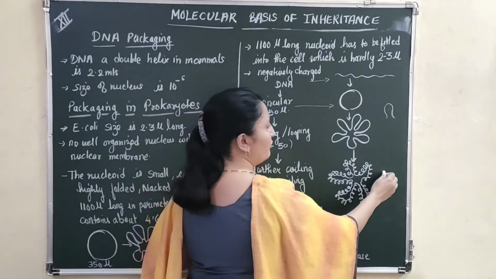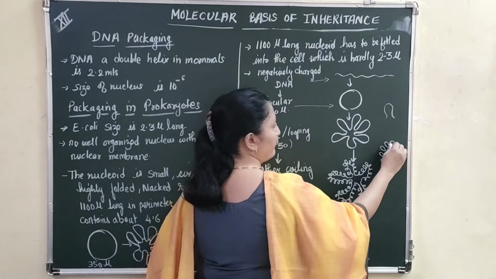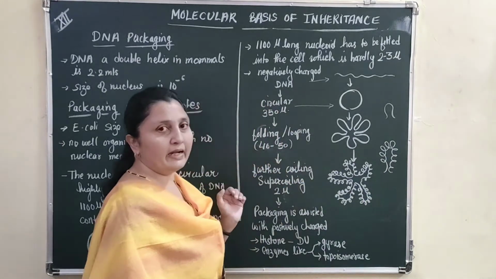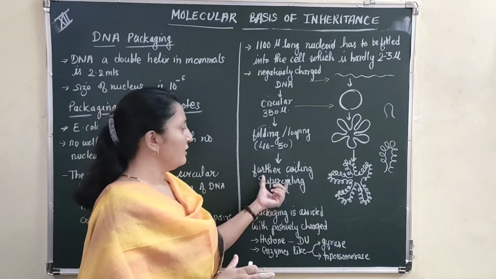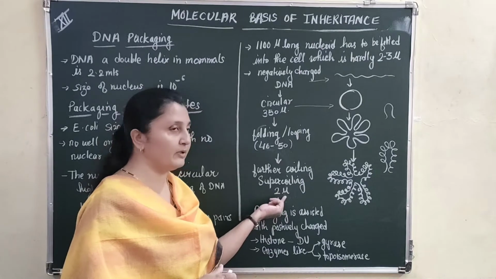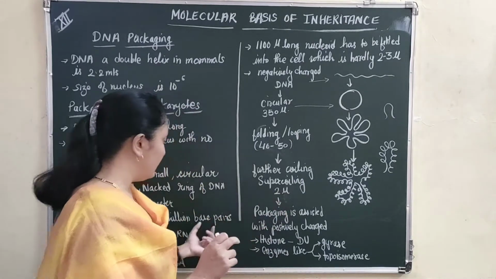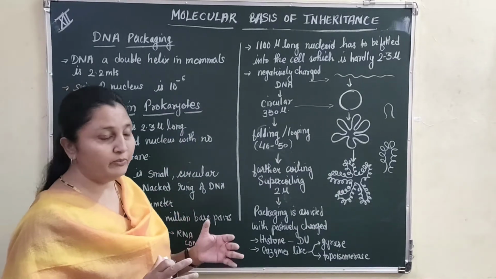That means each loop is in turn getting coiled, making that DNA further smaller. Correct? So, further coiling and supercoiling takes place, and it reduces the size of the DNA to 2 micrometers. Now see, initially the size was some 1100 micrometers.